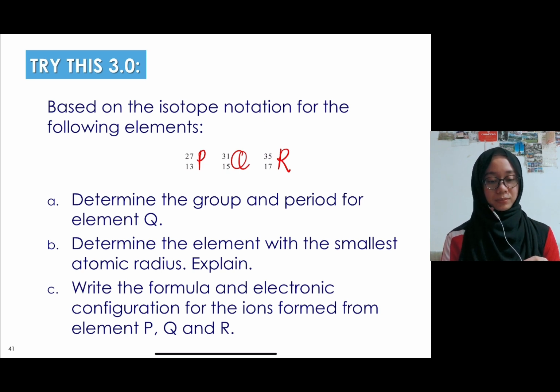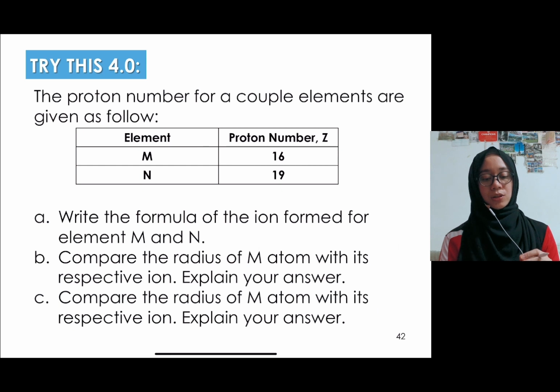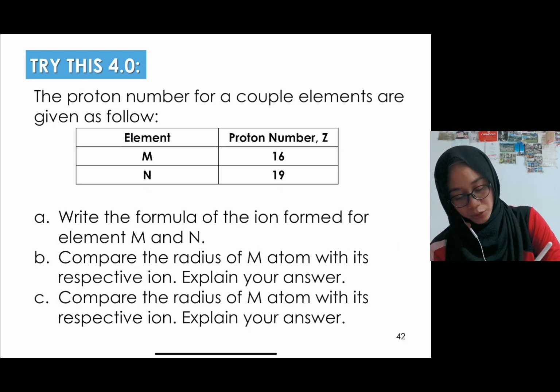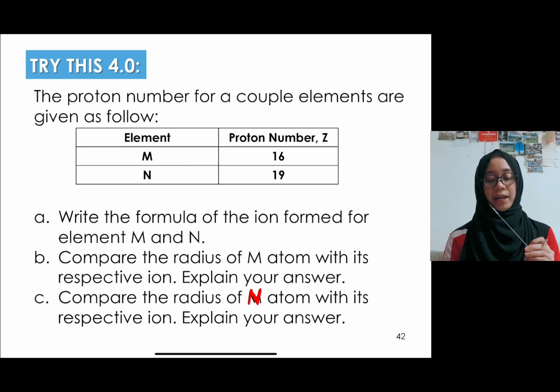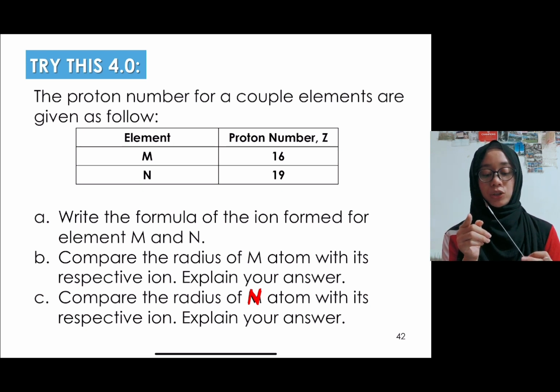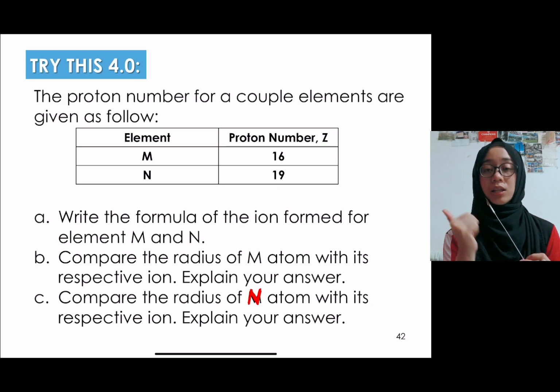Okay, and then ada try this 4.0 juga. So the proton number for couple elements are given as follow. So write the formula of ion. So sekali lagi adalah ion. And then compare the radius of an atom with its respective ion. And then compare juga, sebenarnya yang C ni sepatutnya N lah. Sini adalah N. So tolong betulkan please. Compare radius of an atom with its respective ion juga. So explain your answer. So for this one, untuk explain kena guna pasal mutual repulsion. Okay, kena guna mutual repulsion, sama ada mutual repulsion increases ataupun decreases.